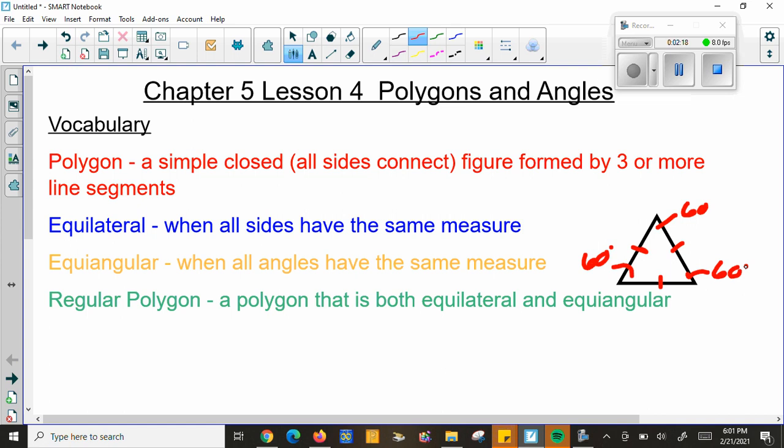If a shape is both equilateral and equiangular, we're going to call it a regular polygon. A regular polygon is a polygon that is both equilateral and equiangular. So if all the sides are the same and all of the angles are the same, then we have a regular polygon.